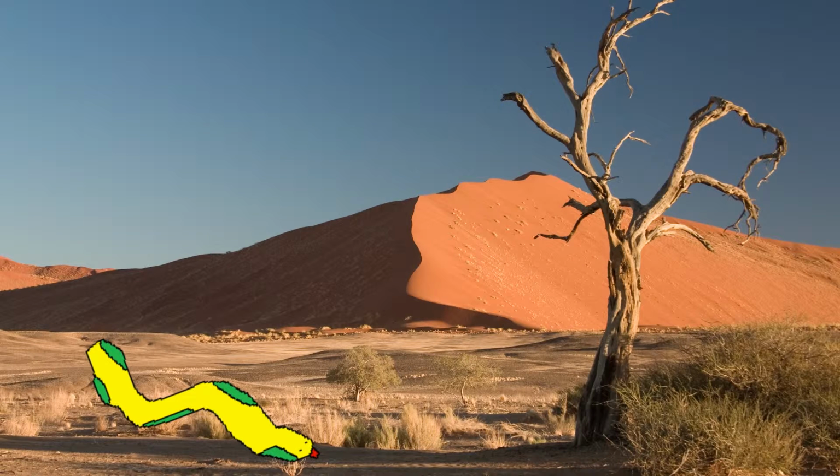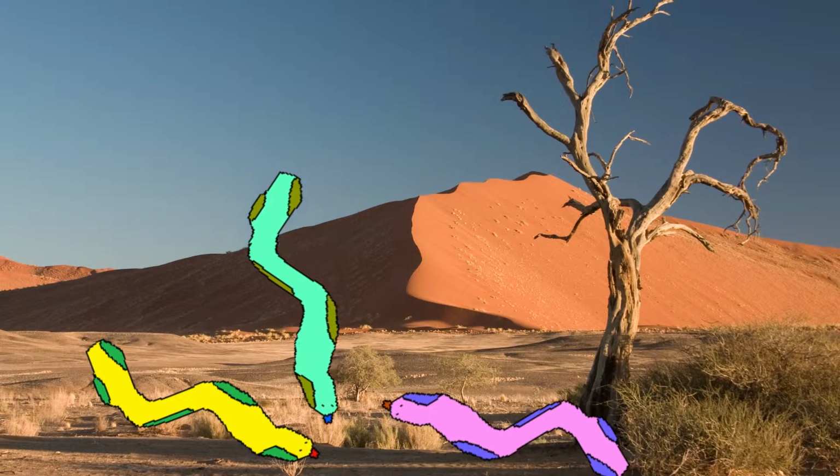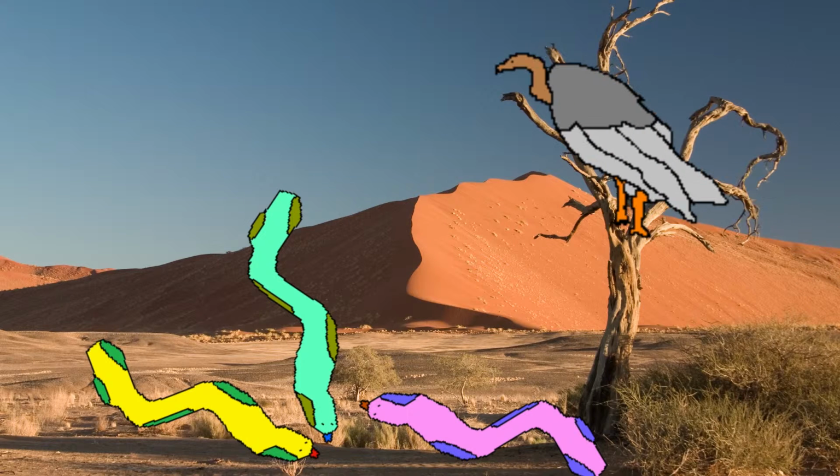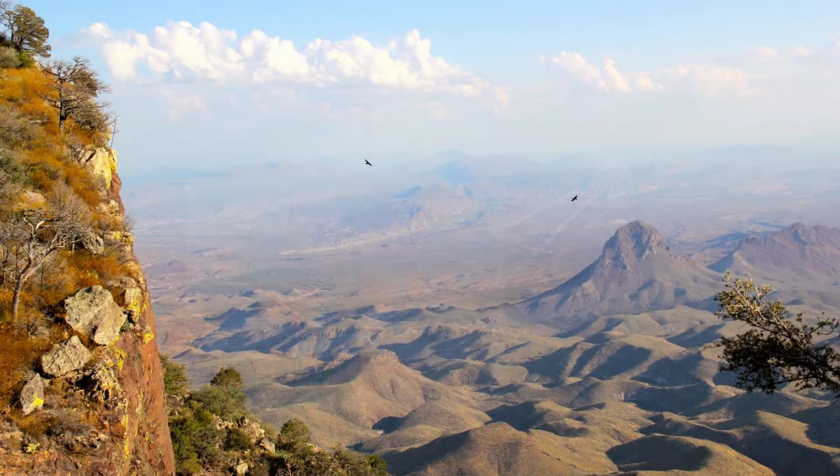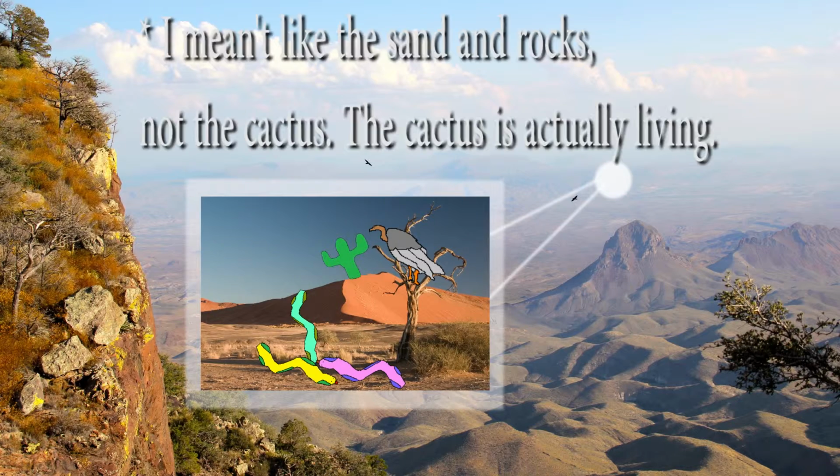Here we have the first level, the individual. The example here is a snake. The second level is population. That would be the entire snake family living in the desert. Next comes the community, which is the vulture you see in the tree. And then we move on to the entire ecosystem, which is non-living things such as that cactus.